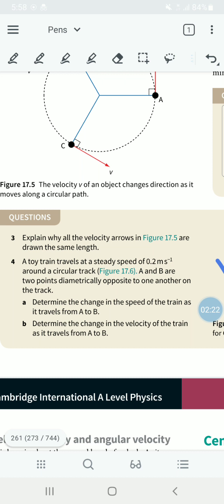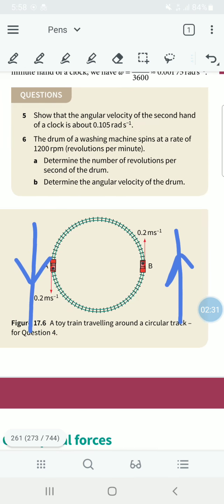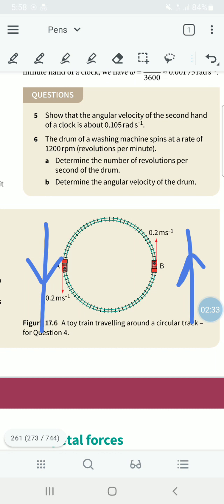A and B are two points diametrically opposite to one another on the track. Determine the change in the speed of the train as it travels from A to B. So that is part A. Determine the change in speed. So speed has no direction. So how do you find the change in speed? From the final speed, you subtract: V minus U. Final speed minus initial speed.